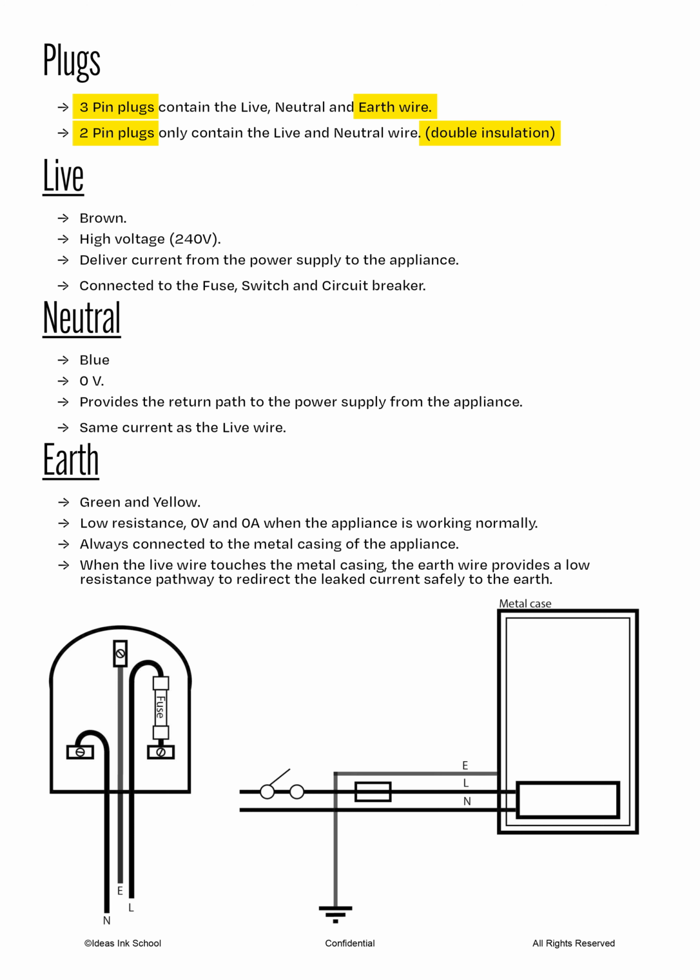Now let's unscrew a 3-pin plug and take a look at the wires found within. In the plug, we will find 3 different wires. A live wire is the easiest to spot because it's brown in color and it will always be connected to a fuse. A live wire is also rated at 240 volts and its function is to deliver current from the power supply to the appliance.